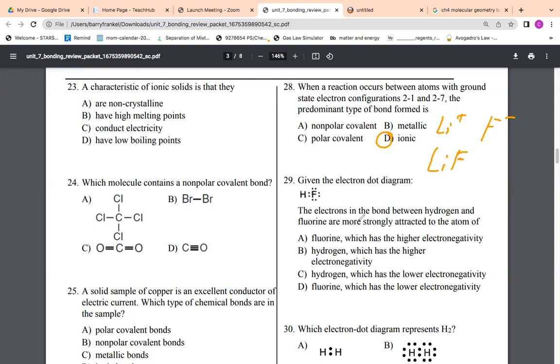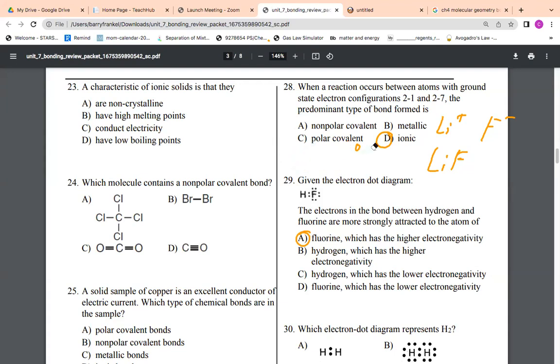Number 29. Given the electron dot diagram, we have HF. The electrons in the bond between hydrogen and fluorine are more strongly attracted to the atom of... This is polar covalent. There is an uneven charge distribution because hydrogen has an electronegativity of 2.2, and fluorine is the most electronegative on the table with an electronegativity of 4. There is a huge difference in where the electrons want to go. They're really being pulled towards the fluorine. So our answer is going to be A. The electrons are way more attracted to fluorine because it has a super high electronegativity.